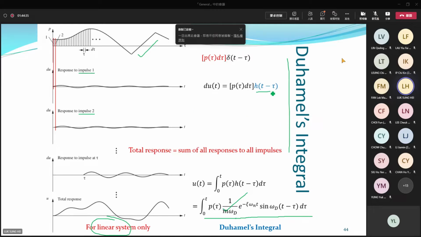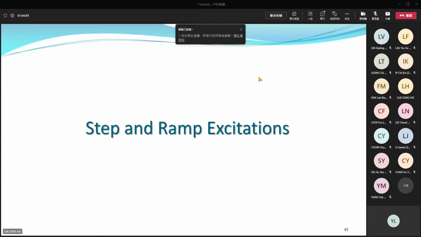It actually comes from unit impulse force. We cut our arbitrary loading into many impulses, apply our result n times, and finally put them together: the Duhamel integral. By using the Duhamel integral, you can find out the response for any excitation. These sections give you the results for our structures under step force and ramp force, ramp excitations.